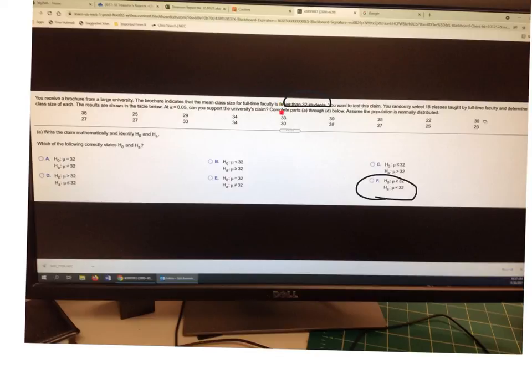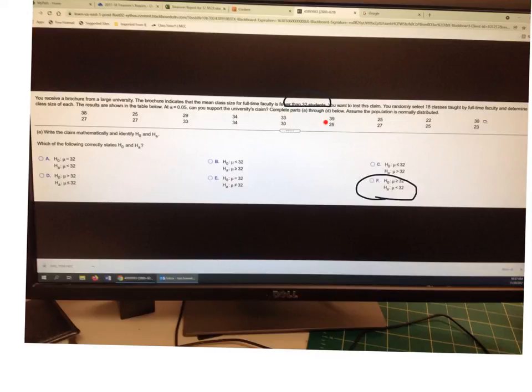So the claim is fewer than 32 students. And so the alternative hypothesis is the mean is less than 32, which means the null hypothesis will be mu greater than or equal to 32. So this would be the choice for the null and alternative hypothesis.